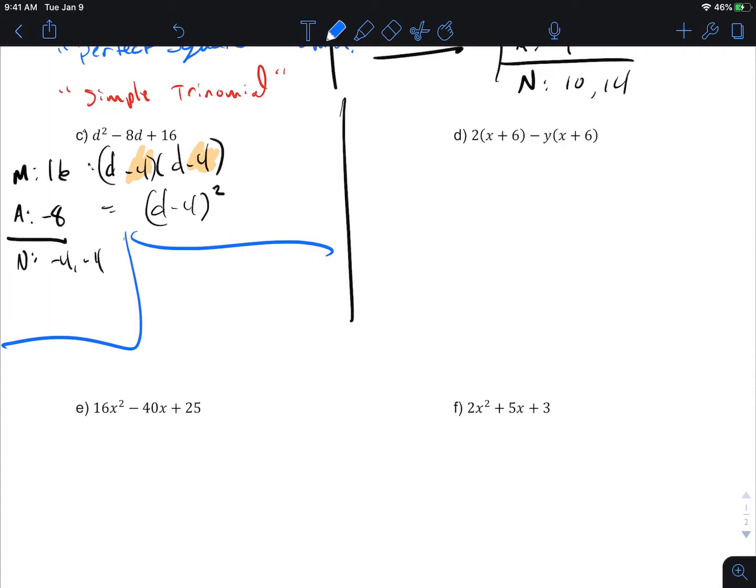What did I say to do right from the get-go? Square root the first, square root the last. Take the sign from b. What's the square root of d squared? D. What's the square root of 16? 4. Take the sign from b, minus. Wait, it's that easy? Yep.